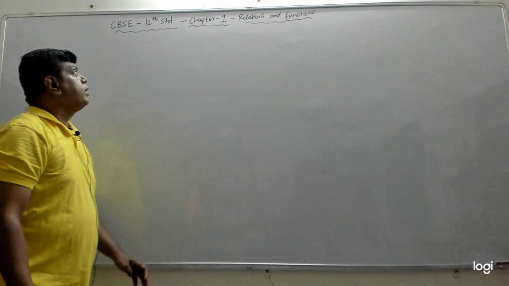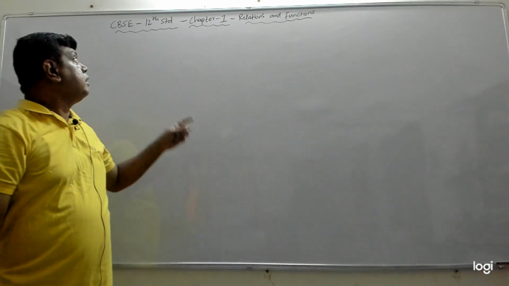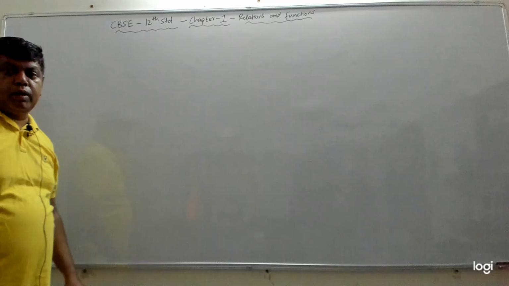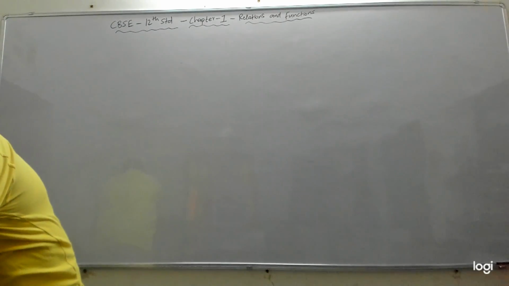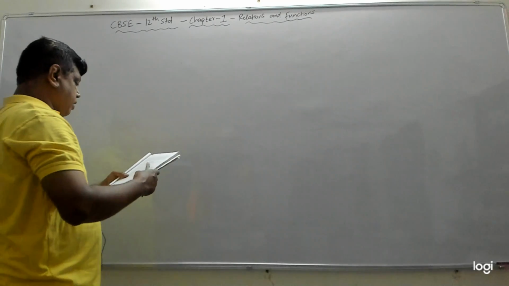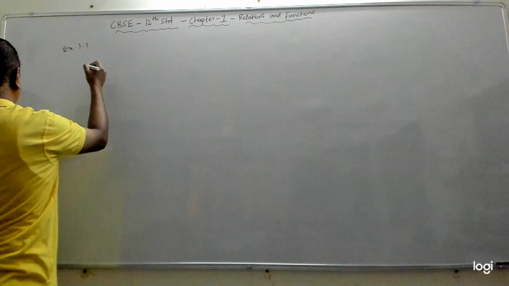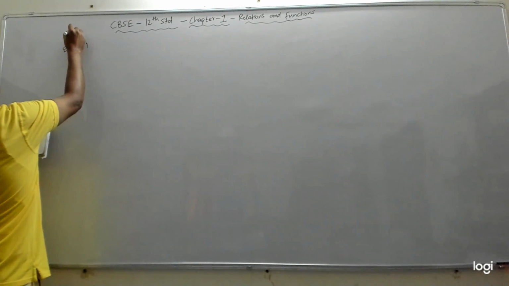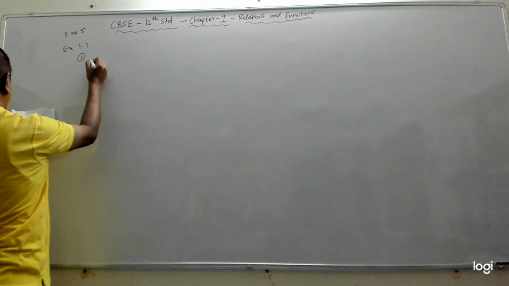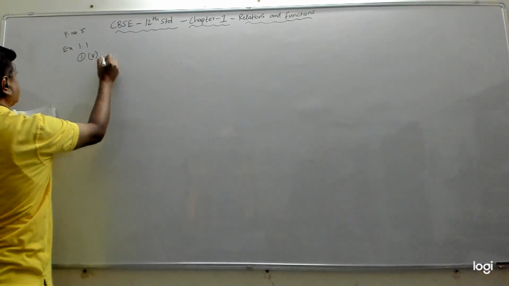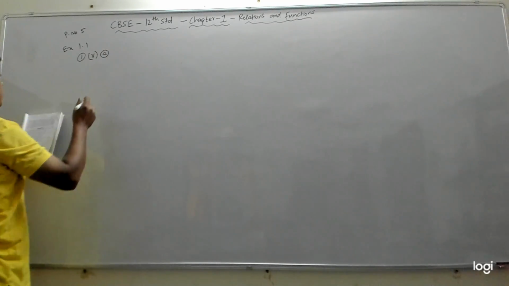In this video, we'll continue with Chapter 1 Relations and Functions from 12th Standard CBSE Mathematics. In this, we will continue with exercise 1.1. Exercise 1.1 on page number 5, page number 5 in your textbook. First problem, fifth subdivision. It has A, B, C, D, E. We'll do problem A.